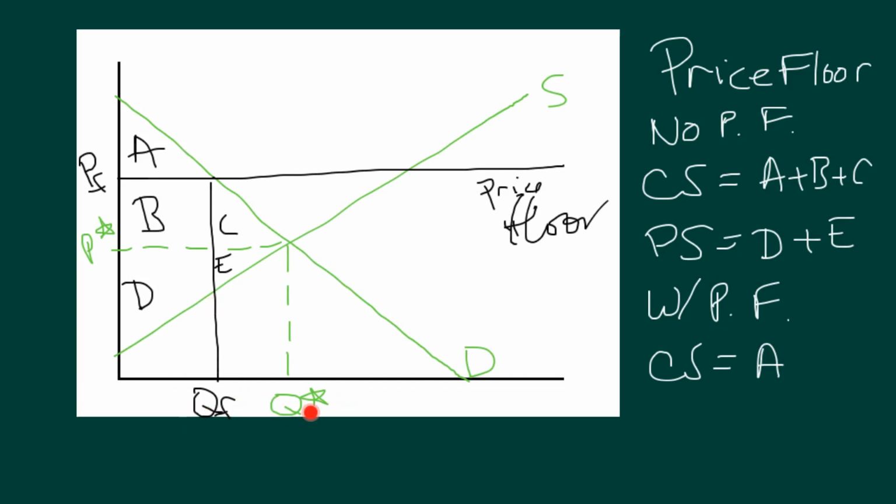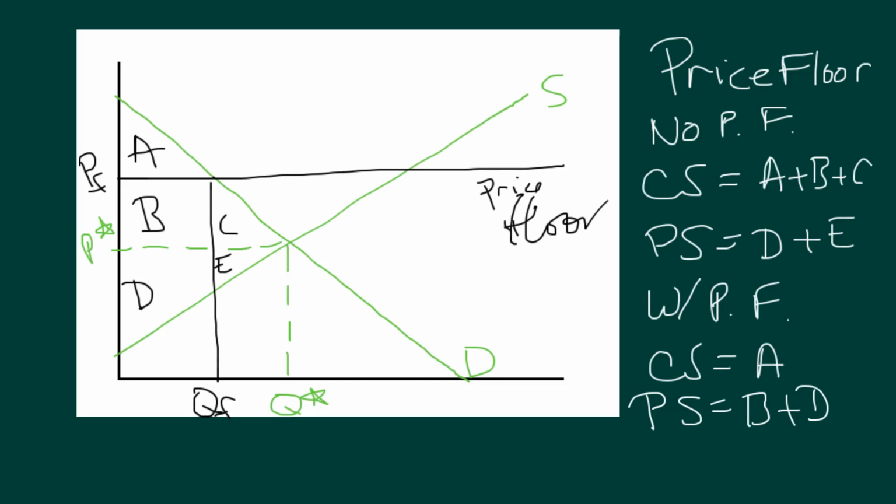You don't go over to Q star. So at PF, the quantity that is actually being sold and bought is the QF. So you would go the area below the market price and above the supply curve. So only B and D, not C and E. So now producer surplus is B plus D.